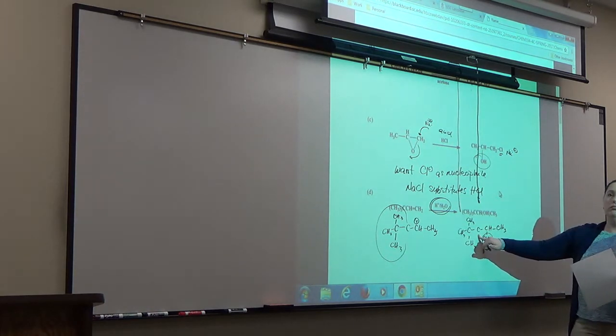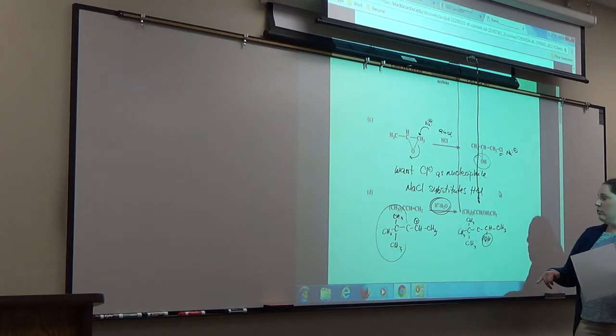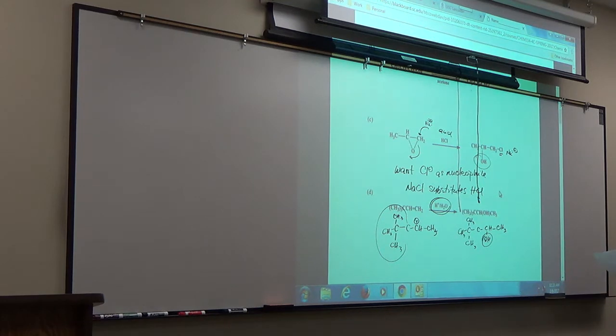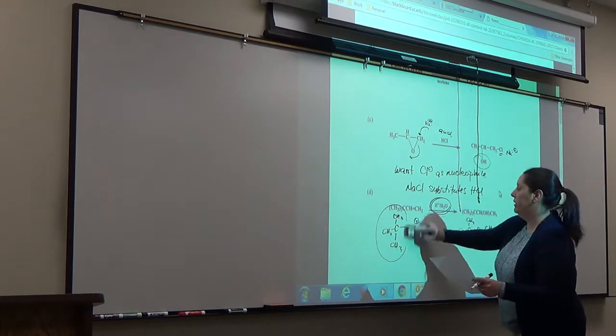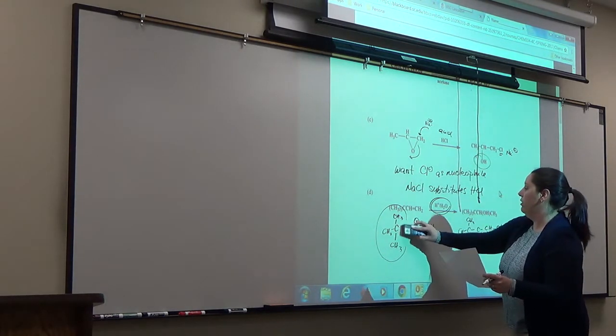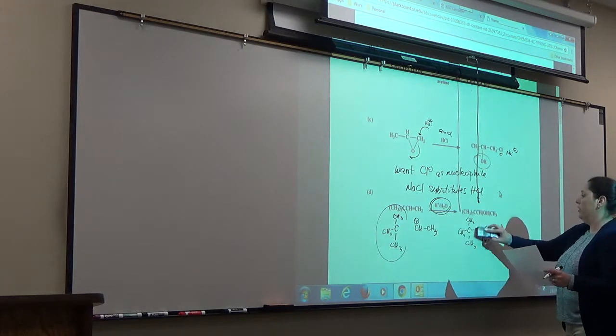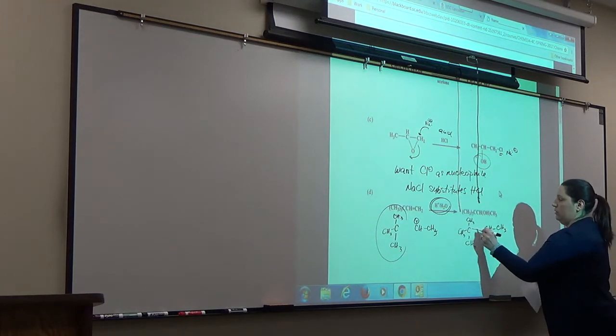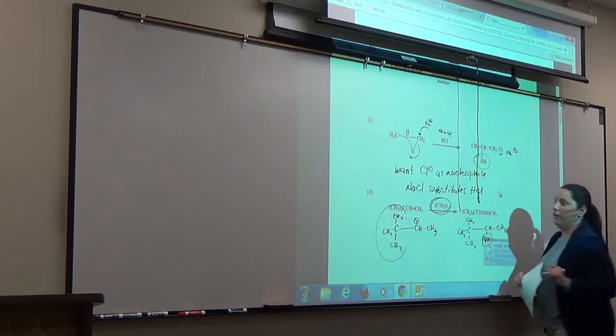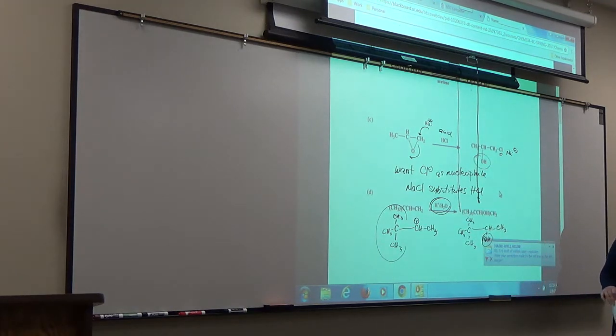Do I have an extra carbon? Yes, you do. That's why it looks funny. I'm so sorry about that. I made it more confusing than it should be.